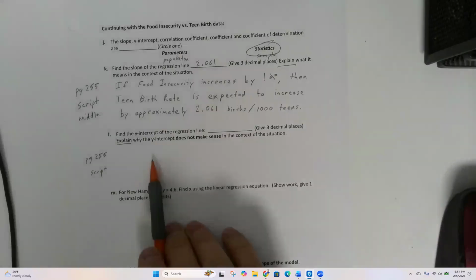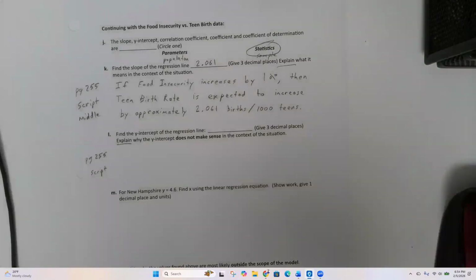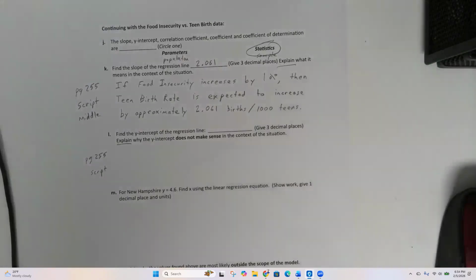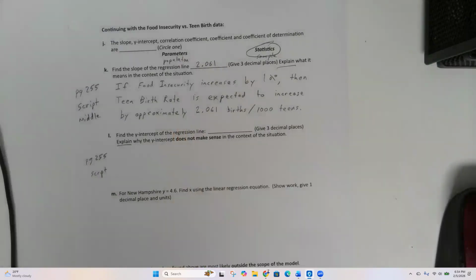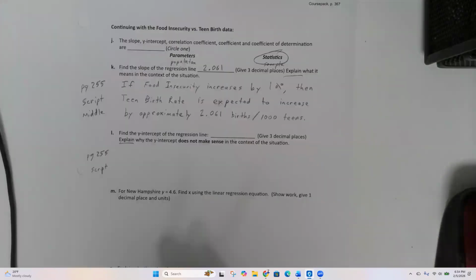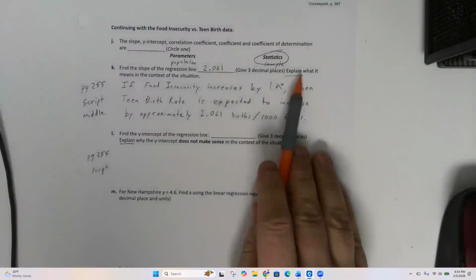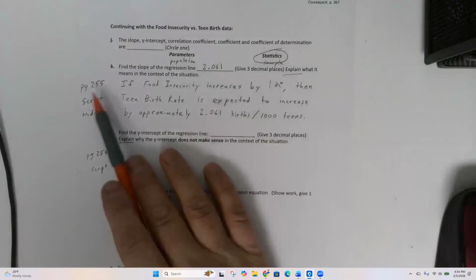Sorry, Gabby, I wasn't clear on your comment. What does Cindy do that I don't? Instead of approximately, she puts about. Oh, that. Can you put about here? That's fine. Yeah, I was just following what the script says. Yeah, you can change it to about. That's fine. Those mean the same thing. So when you're writing out the explanation or the interpretation of what the slope means, you don't have to follow the script. Okay. The script is just there to help you.